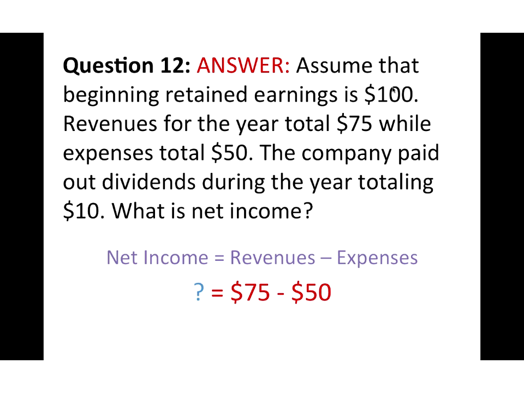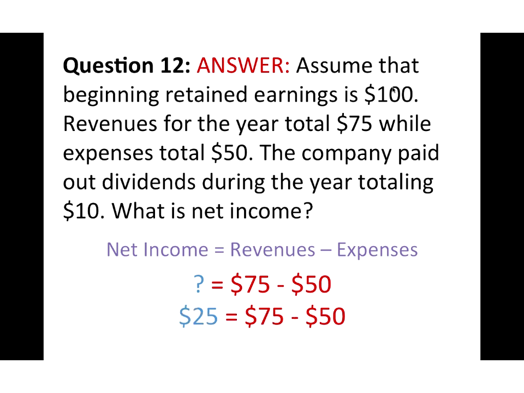Okay, so 75 minus 50 is going to give us net income of 25. So don't feel compelled to use every single number. Beginning retained earnings has nothing to do with net income, so that was kind of a distractor thrown in there. Dividends are never, ever, ever subtracted from net income. Dividends are not an expense. Dividends reduce retained earnings, but do not ever impact net income. So net income is revenues minus expenses.